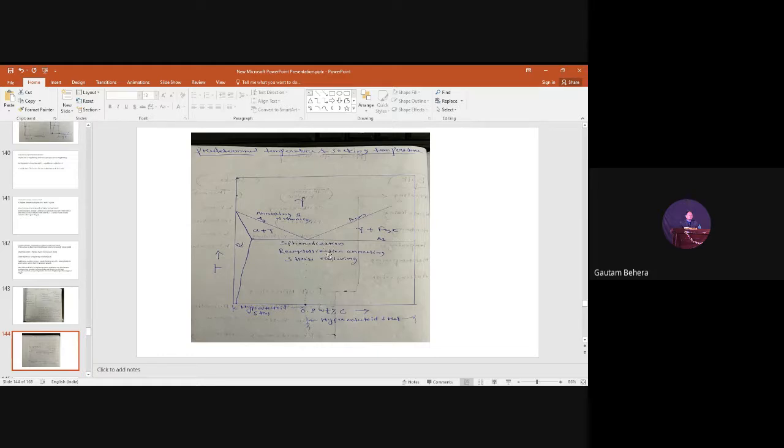That is the answer. But if I am doing full annealing and normalizing, then you have to go above this temperature, and upon cooling you will get phase transformation. The austenite will transform into pearlite or something else, depending on the situation. Basically, to pearlite. So this is very important from your exam point of view and your interview point of view.